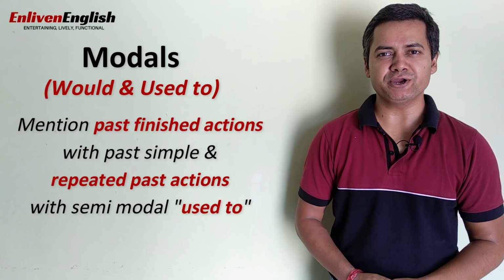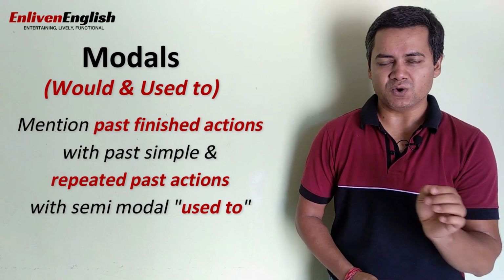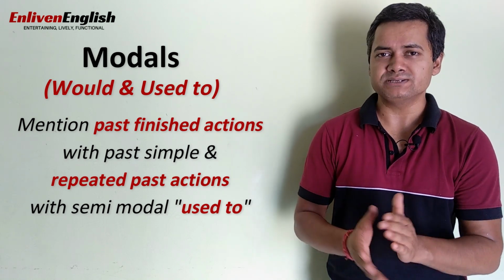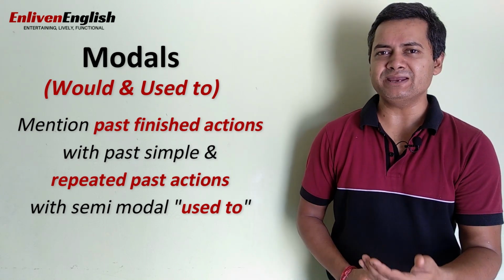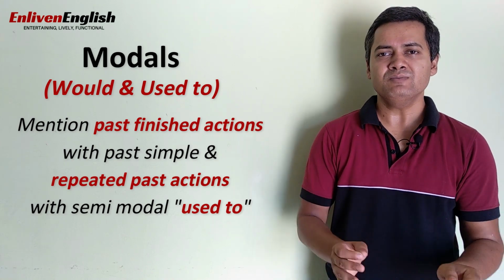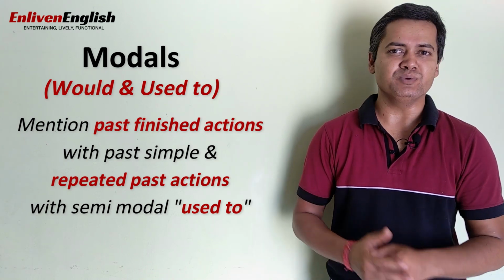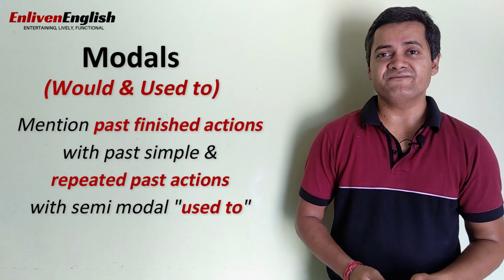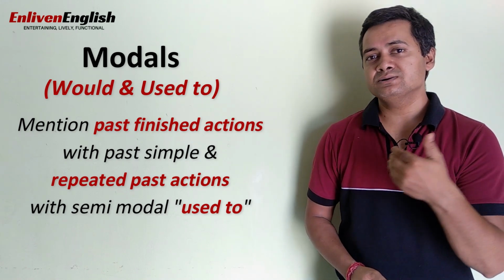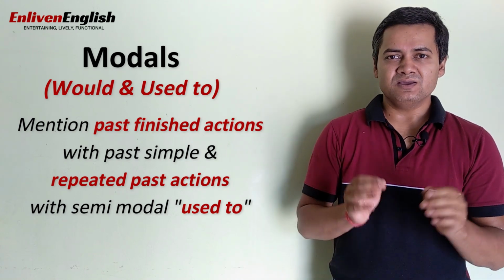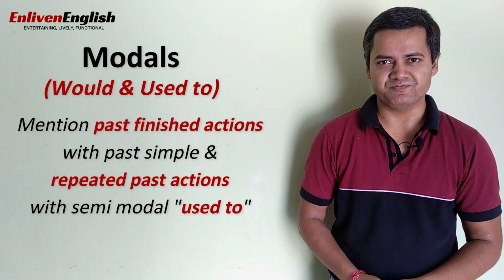Here's an important point to remember. If an action or activity happened just once in the past, or it was a complete or finished action, we will mention it in past simple. However, if the action continued repeatedly, then used to is the better option.